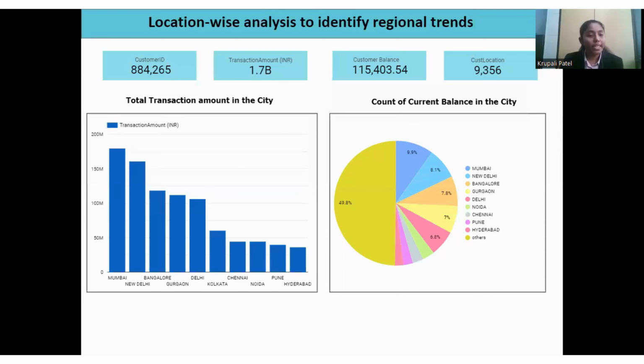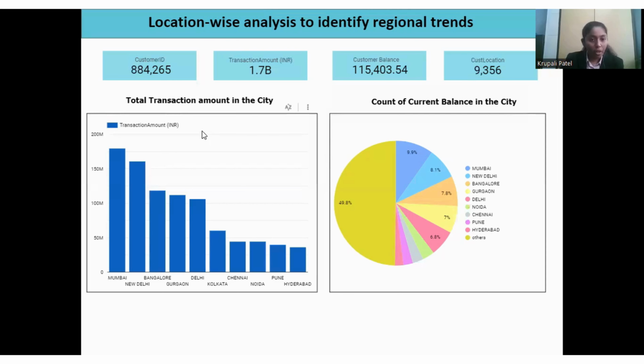So for the location-wise analysis, to identify regional trends, we have analyzed the data across different locations. Let's see some of the regional trends. Here we can find the customer ID, which is the unique customer ID. We have around 8,84,265 customer IDs. Then we have the transaction amount across different locations, different cities, which is 1.7 billion. Then we have the customer balance, which is the average customer balance across different cities, which is 1,15,403.54. Next, we have the customer location, which is 9,356.